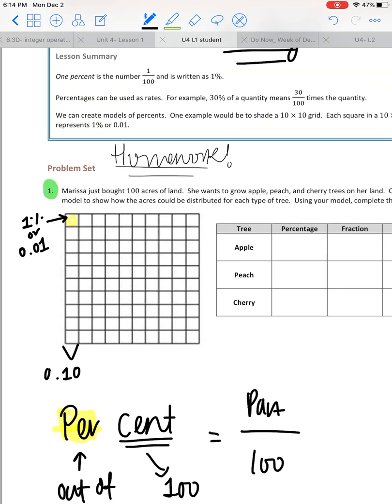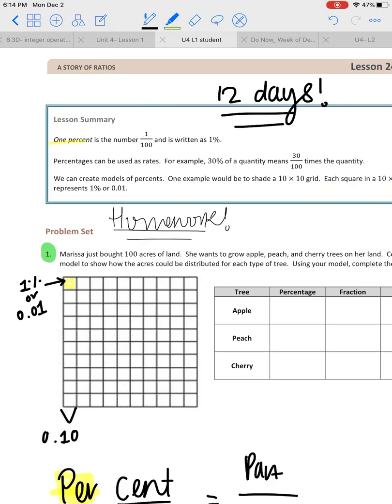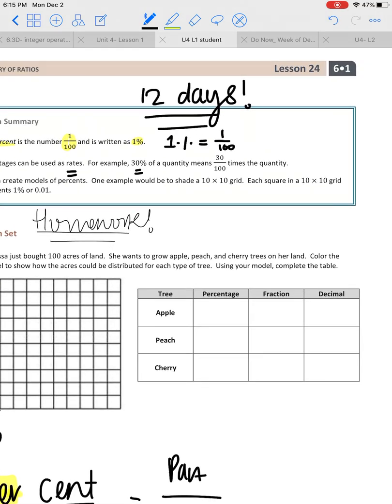or 0.1, okay? So if you look over here at the lesson summary, you have that 1% is the number 1 out of 100 and it is written as 1%. So basically, if you have 1%, that's equal to 1 out of 100 because you have this one little tiny box, and the total is 100. Percentages can be used as rates, as a ratio. So for example, 30% of a quantity means 30 out of 100 times the quantity. So literally, again, it's like a ratio. When you have 30%, remember, percent is just part out of a whole. Well, you have 30 out of the total 100, okay?